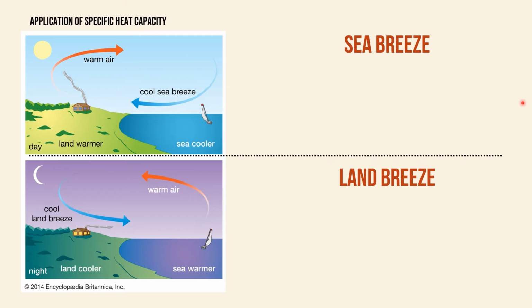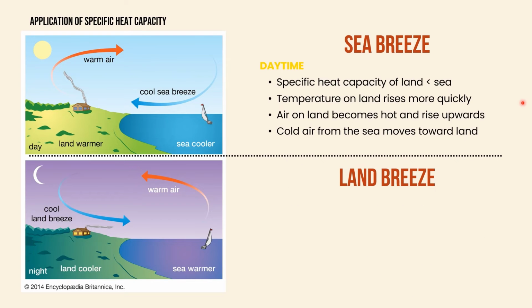Let's look at sea breeze first. Sea breeze happens in the daytime. By nature, the specific heat capacity of land is way less compared to sea. Therefore, the temperature above the land rises more quickly compared to the sea, and therefore the air above the land becomes hot and rises upwards. Because of that, the cold air from the sea will move towards the land, and this will produce sea breeze.